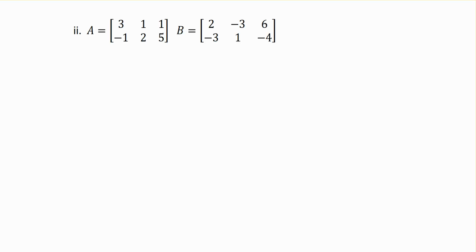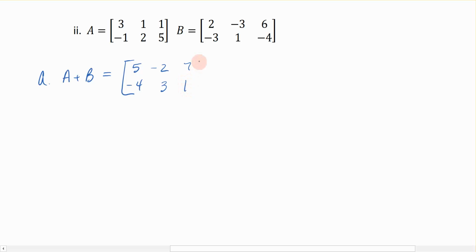The first thing I want to do is add matrix A to matrix B. I'm not going to do the longhand method, I'm just going to add their elements together. So 3 plus 2 would be 5. 1 plus a negative 3 is a negative 2. 1 plus 6 is 7. Row 2 would be negative 1 plus a negative 3, or negative 4. 2 plus 1 is 3, and 5 plus a negative 4 is a positive 1.